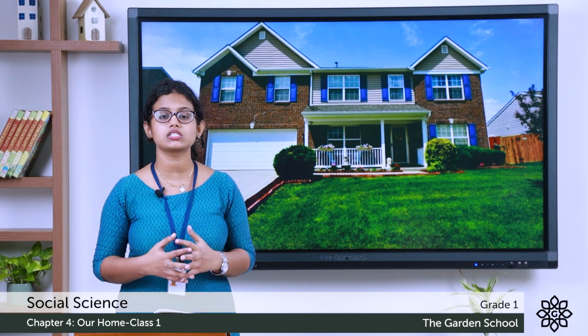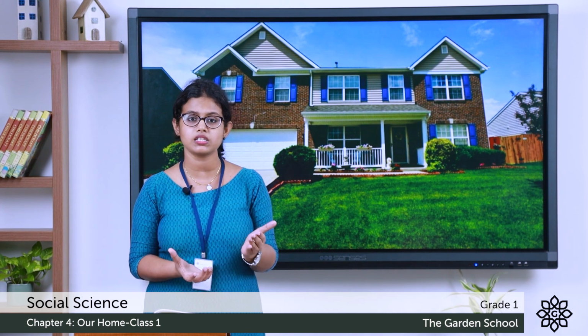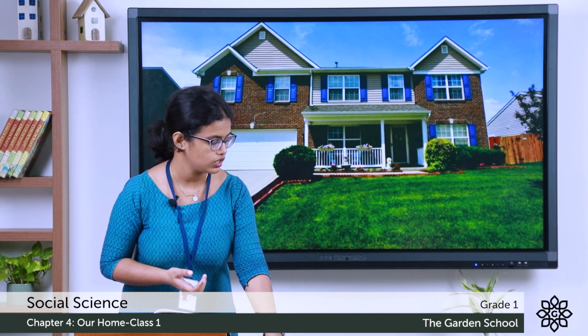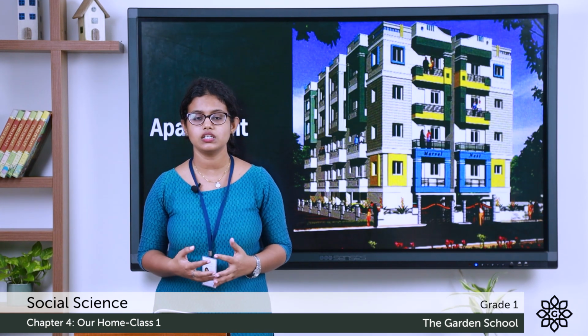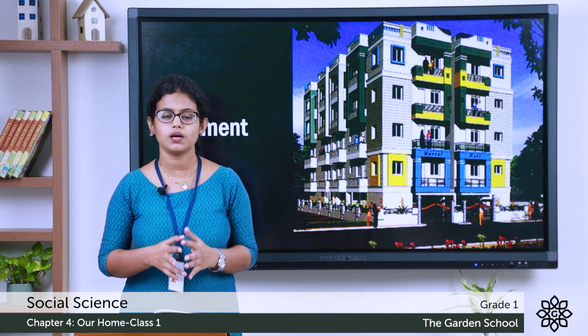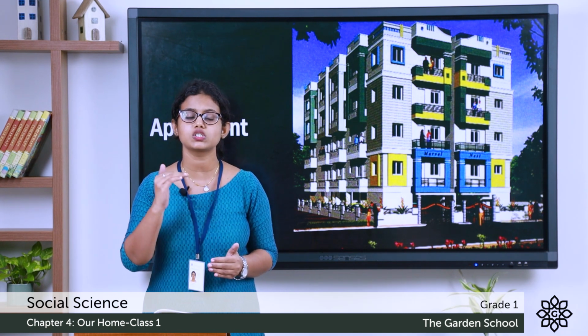So there are different types of houses. When you visit your friends or relatives or cousin's house, does the house look same as that of yours? No, it varies because there are different types of houses. Let's move on. Let's see some different types of houses. The first one you can see is an apartment. So apartment is a house which is on a tall building.